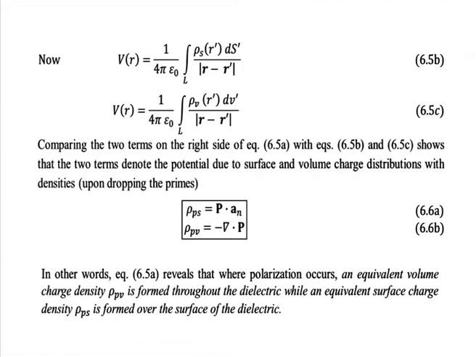When we compare the two terms on the right hand side of equation 6.5a with that of 6.5b and 6.5c, we find that rho Ps is equal to P dot An while rho Pv is equal to minus del dot P. In other words, equation 6.5a reveals that when polarization occurs, an equivalent volume charge density rho Pv is formed throughout the dielectric, while an equivalent surface charge density rho Ps is formed over the surface of the dielectric.